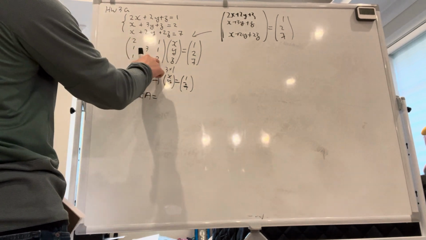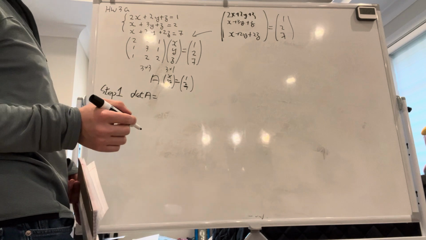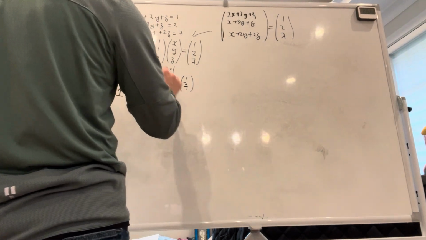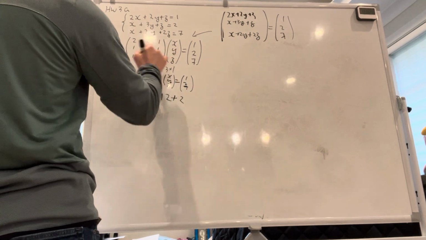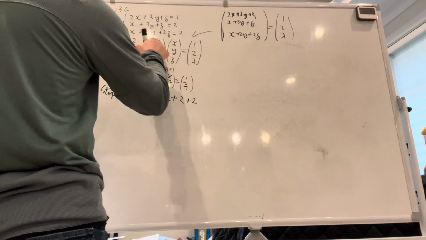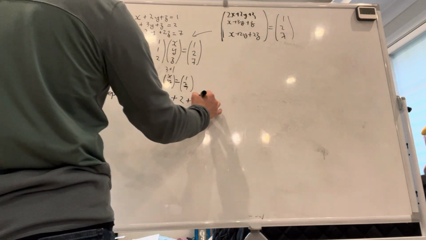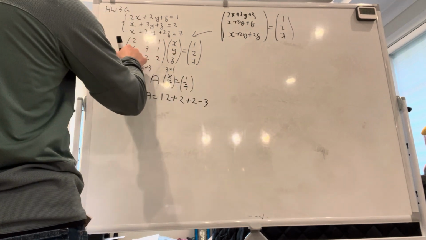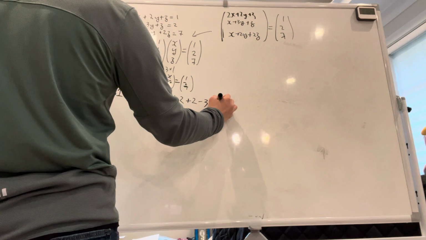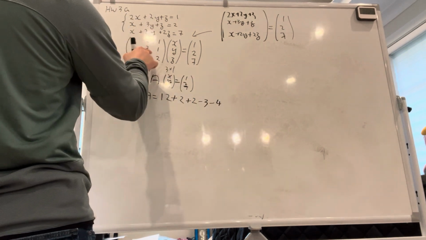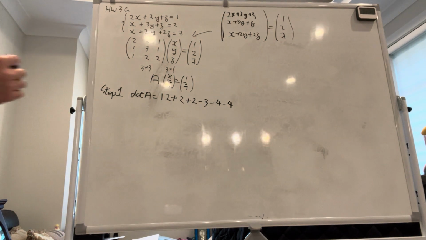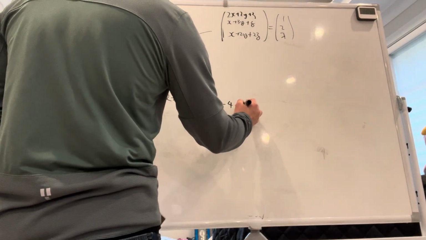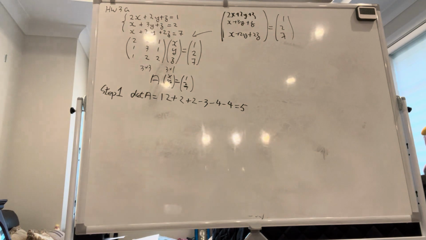2 times (3 times 2 minus 1 times 2) ... 2, 3, 2. What is 2, 3, 2? 12. And then 2, 1, 1 is 2. And then 1, 1, 2 is 2. And now we need to minus. 1, 3, 1 is minus 3. 2, 1, 2 is 4. And then finally 2, 1, 2 is 4. So it is 5. Okay. What is step 2?